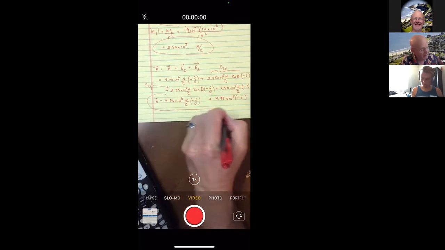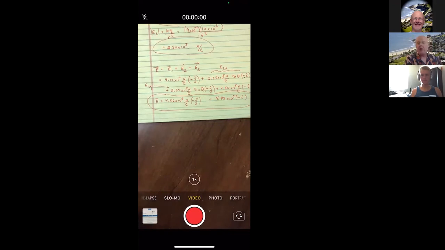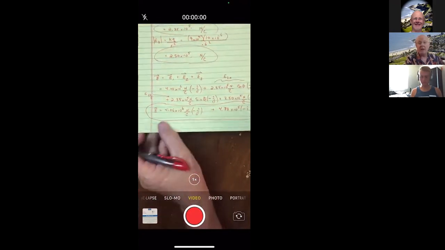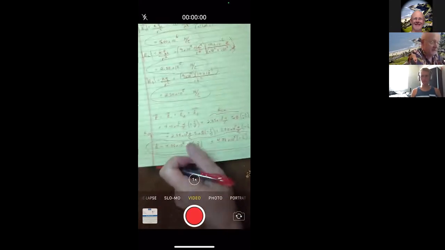Now, again, let me not box it, but I'll circle it. This, I think, is the lion's share of the work right here. This is the main part. This is what is the electric field.